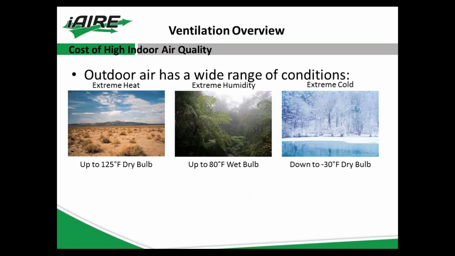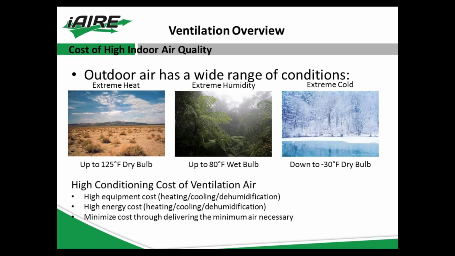The cost of indoor air quality means that you have to treat a wide range of outdoor air conditions. I have listed extreme heat, extreme humidity, and extreme cold. Here in the Chicagoland area, we generally deal with extreme humidity and extreme cold, maybe not so much extreme heat, but we definitely do get those 80-degree wet bulb summer days in July and August. And I'm sure most people know that we get extreme cold, design temps of -10, but we've seen far below that as well. So being able to treat that ventilation air is important.